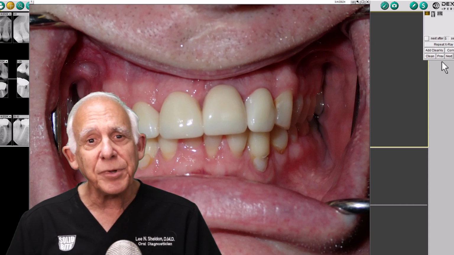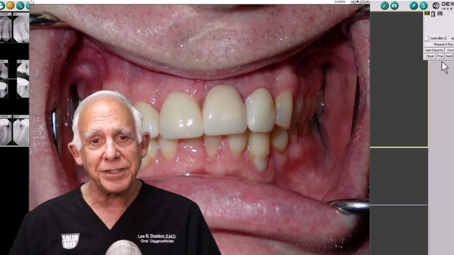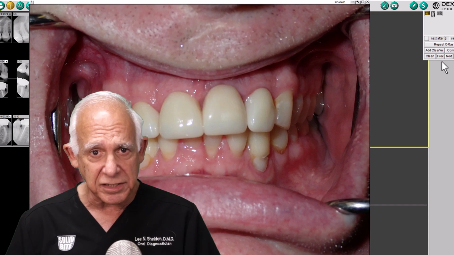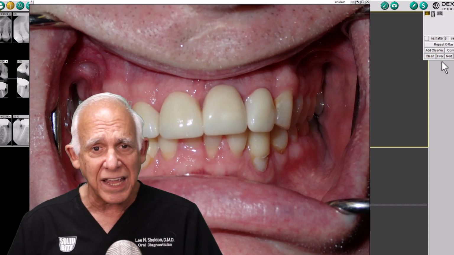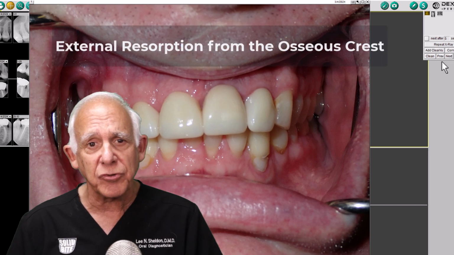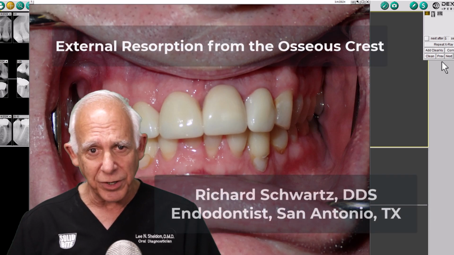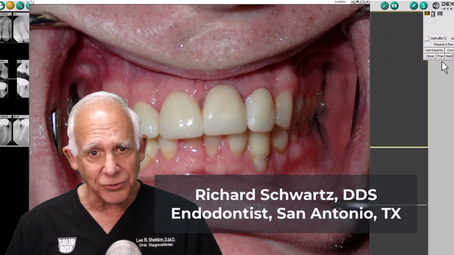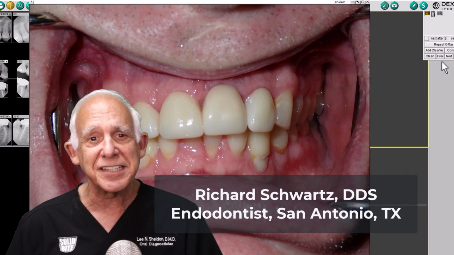The patient is somebody that I know, and I've known him for many years. I didn't know he had the problem when he was seeing another dentist. He was told that he needs the tooth out, that it has external resorption. This is better known as external resorption from the osseous crest, and I want to thank for this education Dr. Richard Schwartz. Dr. Richard Schwartz is an endodontist in San Antonio, Texas.